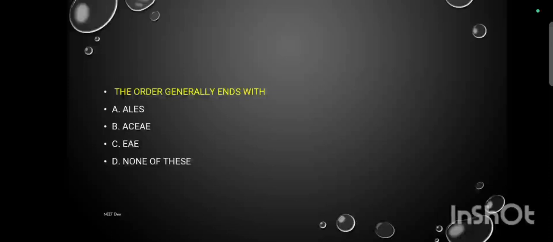Question: the order generally ends with option A, ales, option B, aceae, option C, eae. And option D, none of these. So the answer is option A.